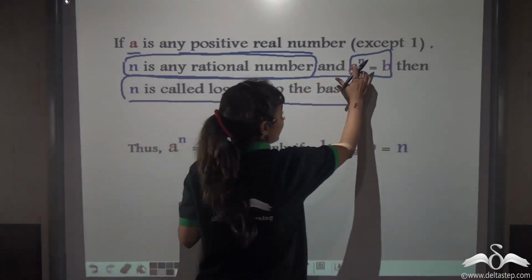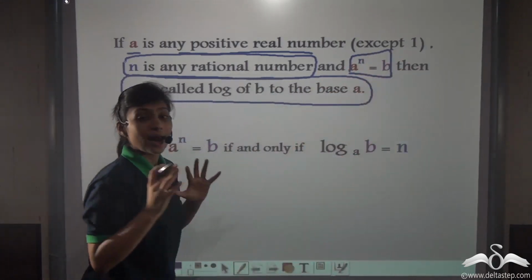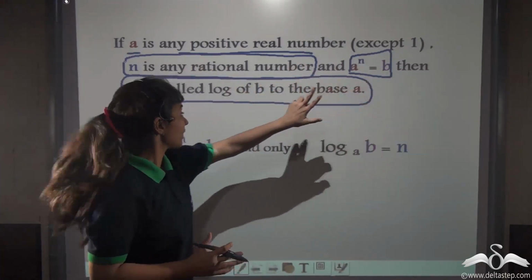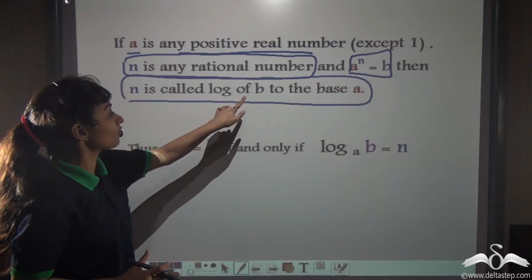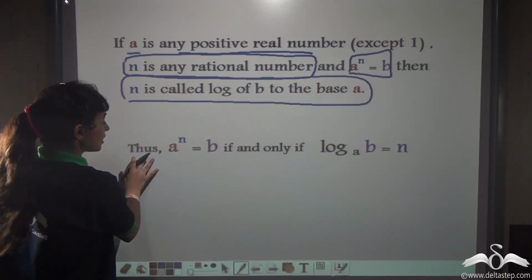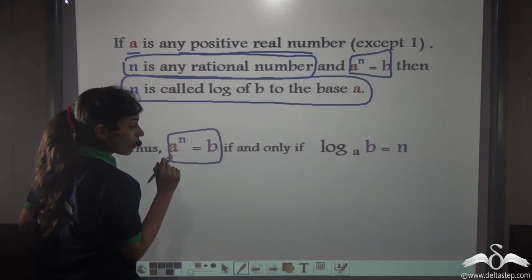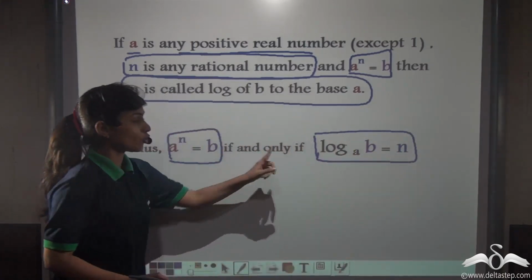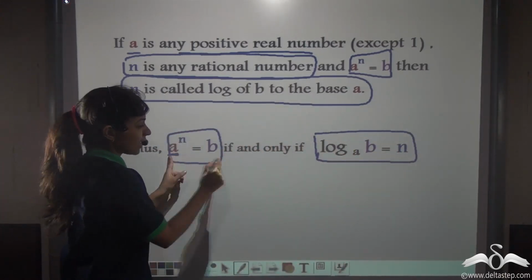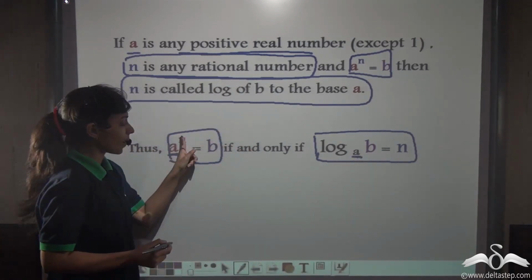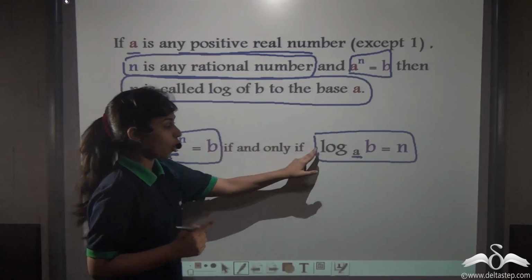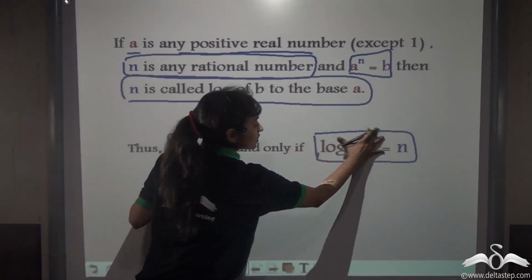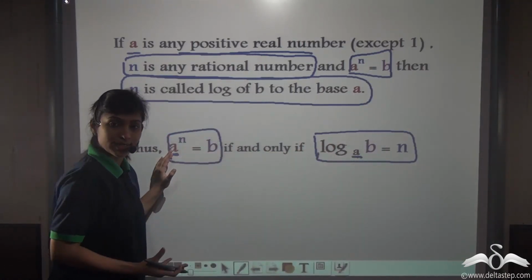And if a to the power n is equal to b, then and only then, or you can say if and only if a to the power n is equal to b, then n is called the log of b to the base a. So thus a to the power n is equal to b if and only if log b to the base a is equal to n. Do you notice the similarity? Both the places a is the base, a to the power n is equal to b only if log b to the base a is equal to n. Well, that is simple. You know that we have written this form from this only. So both has to be same.